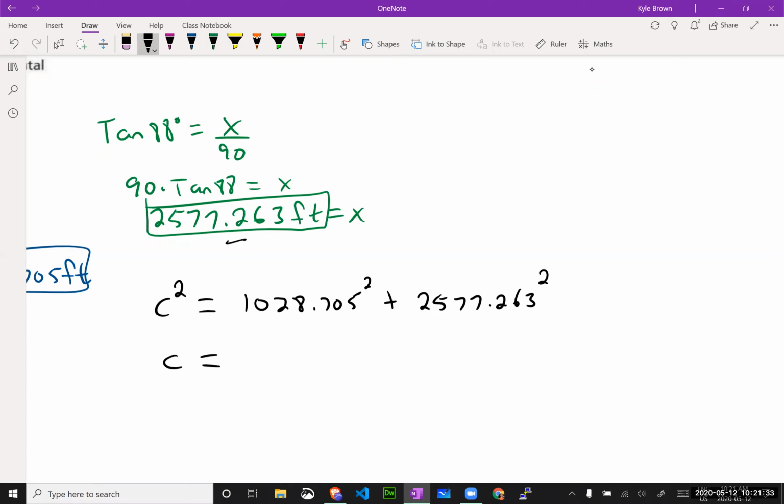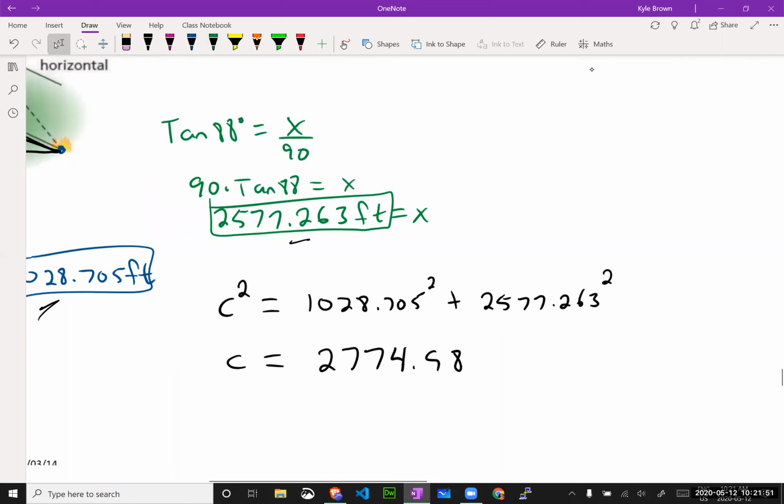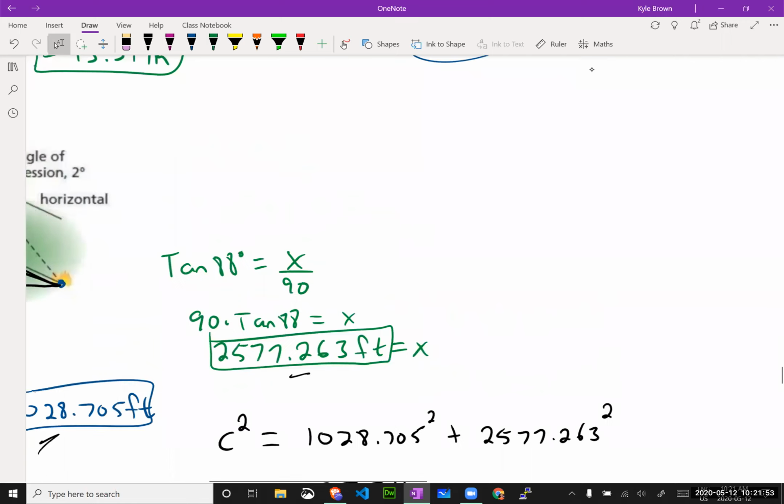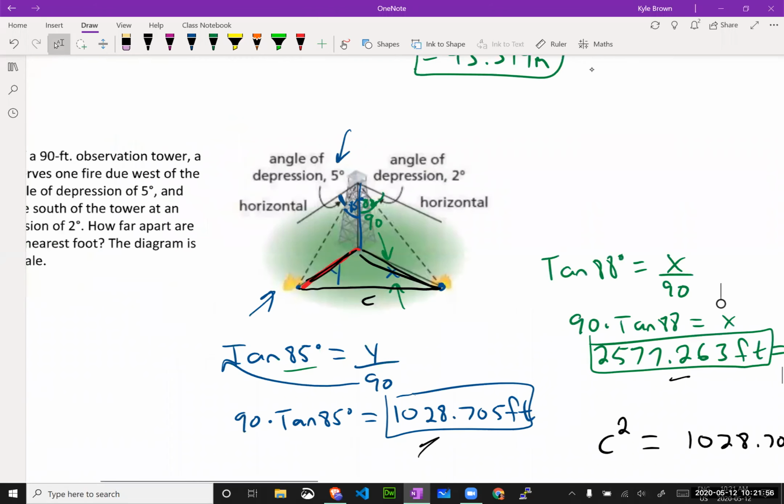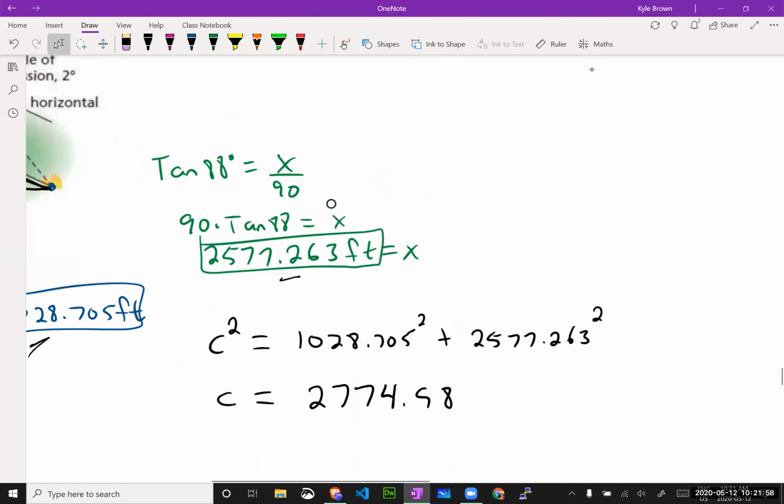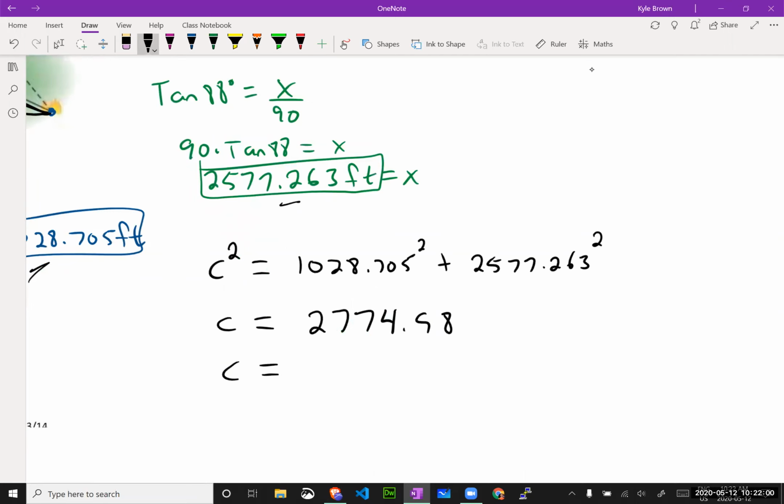That squared plus that squared. So we end up with c equal to 2,774.98. I think it said I wanted it to the nearest foot, so we'll just round that up. So we get c is equal to 2,775 feet.